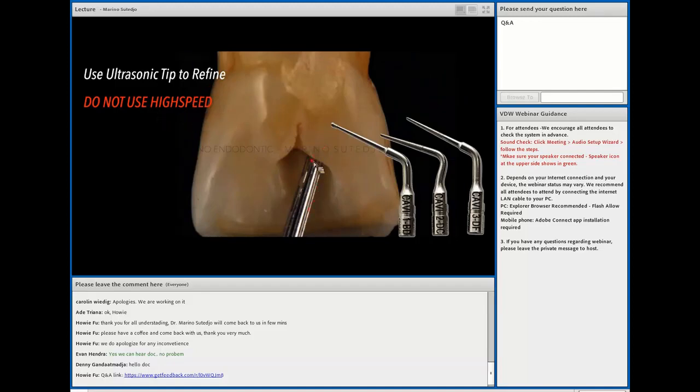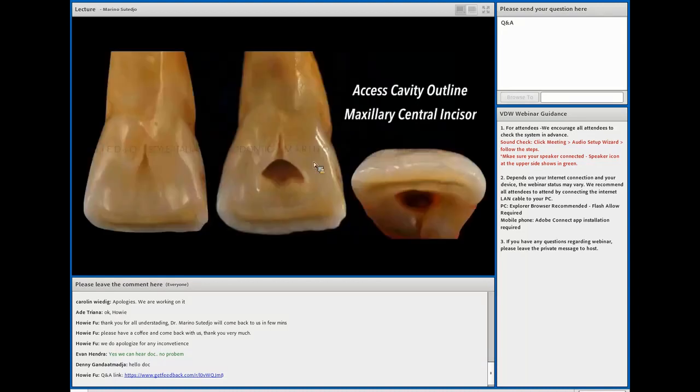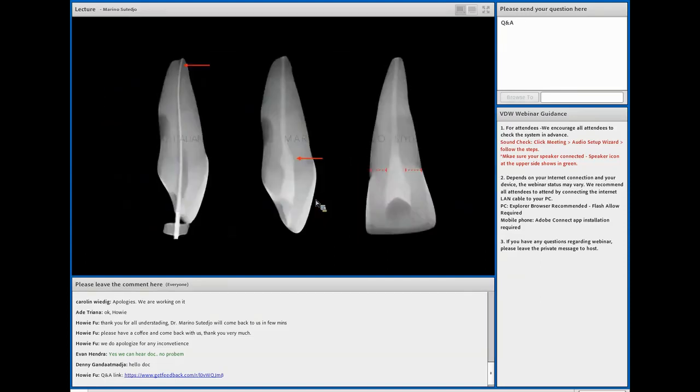And usually my favorite is to do some refinement. But if you want to do refinement, don't use a high speed bur. We need to use the ultrasonic. It means we need to try to stay as conservative as possible, because with the high speed, you will definitely destroy more tooth structure.